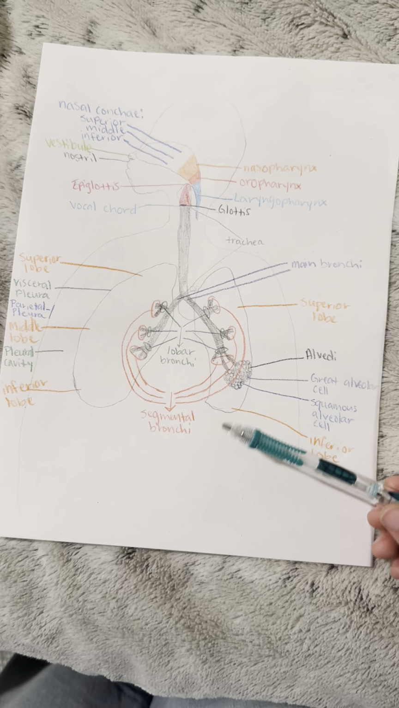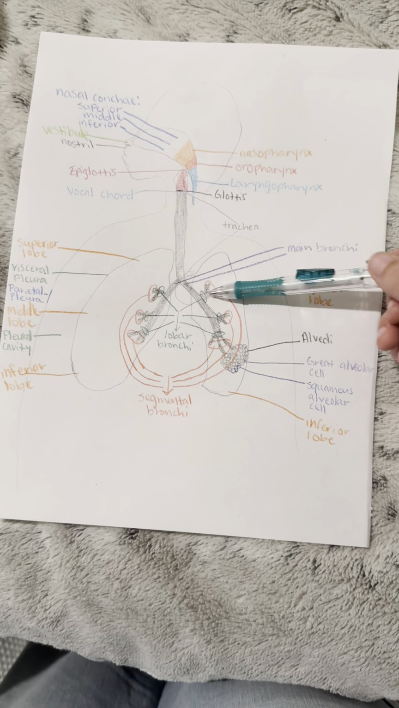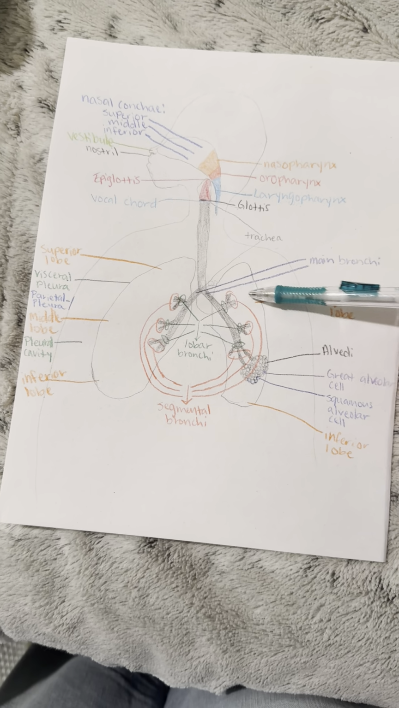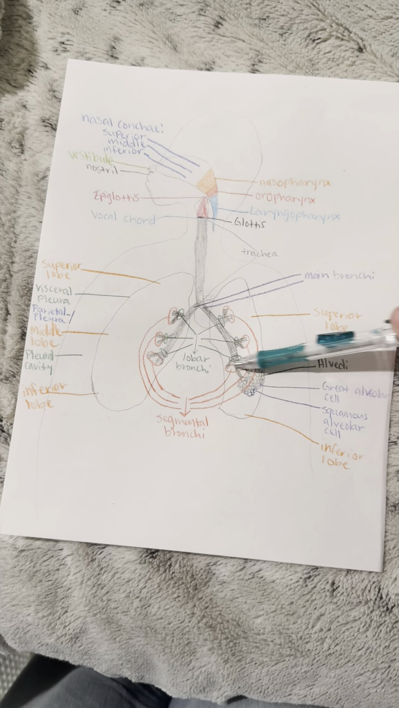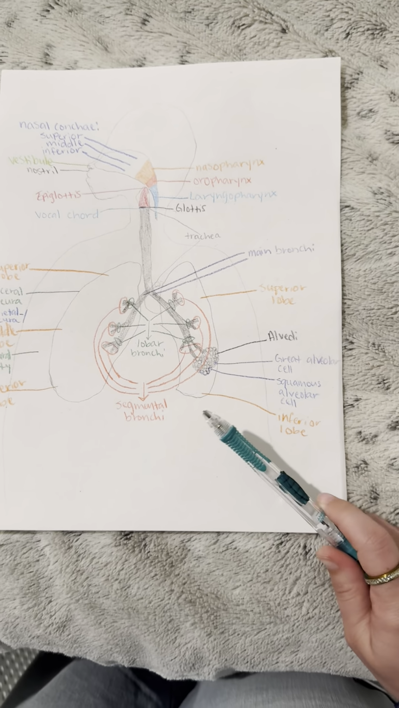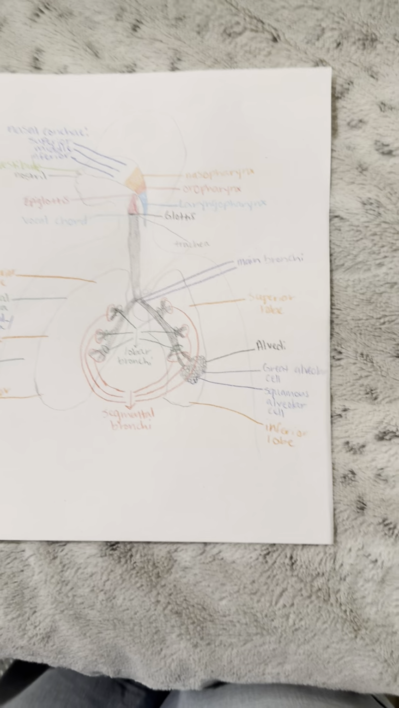Next, we have the segmental bronchi. It was kind of hard to draw my line, so I had to draw them all curved, but this is where all these red circles are. And these are branches from the lower bronchi branches.